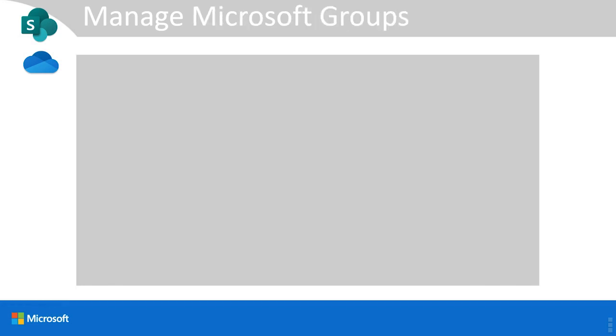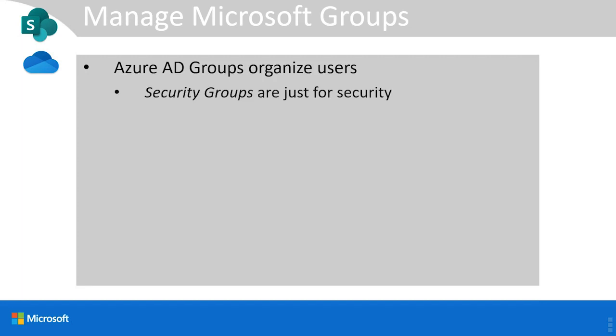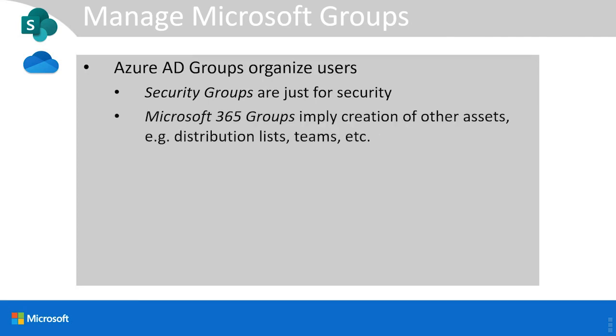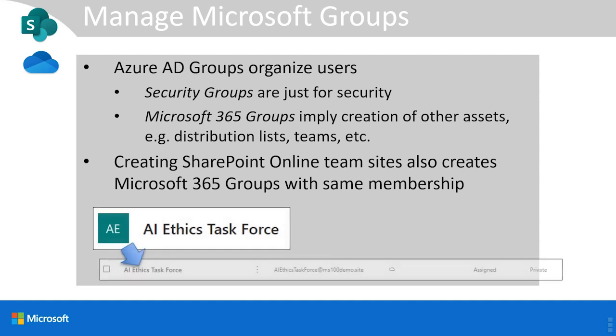Although the topic of Azure Active Directory groups is in no way unique to SharePoint, planning for Azure AD groups is a critical part of planning a SharePoint deployment. Generically, Azure AD groups organize users, but there are a couple of types of group. Security groups are just for managing security, that is, organizing users who require similar resource permissions. Microsoft 365 groups imply creation of other assets, for example, distribution lists, teams, and even SharePoint sites. Conversely, creating SharePoint Online team sites also creates Microsoft 365 groups with the same membership.